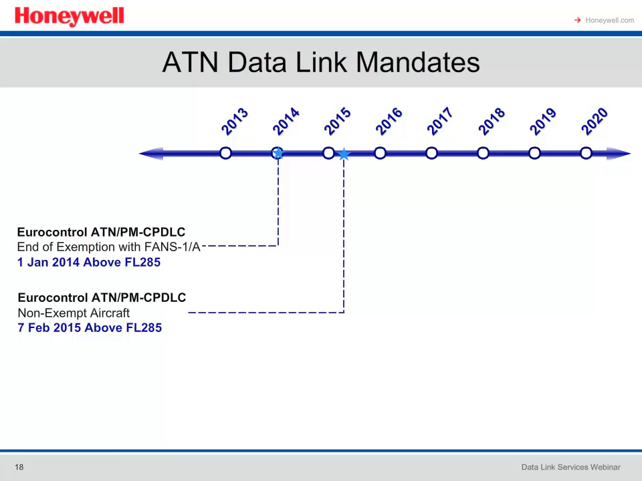Now for the ATN mandates in Europe. There are two different timelines because Eurocontrol is exempting aircraft that were equipped with FANS data link systems prior to January 1, 2014, which means if your aircraft was equipped with FANS data link prior to January 1, 2014, it is exempt from the mandate to upgrade with ATN equipment for the lifetime of the aircraft. If your aircraft did not receive FANS approval, the mandate requires a retrofitted system be installed and operational prior to February 7, 2015 in order to operate above flight level 285 in Europe.